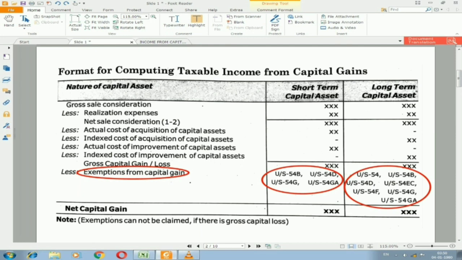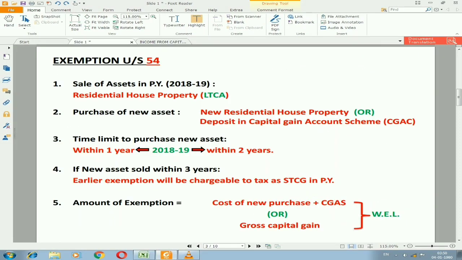In order to claim that exemption, the assessee needs to satisfy certain conditions specified under the sections. We are going to see those, and how the exemption will be calculated. We will also do illustrations on those sections. Now let us start with the first exemption, under section 54. I have given some key points we are supposed to remember while solving the illustration. If we remember these points, it is easy to calculate exemption under capital gains.